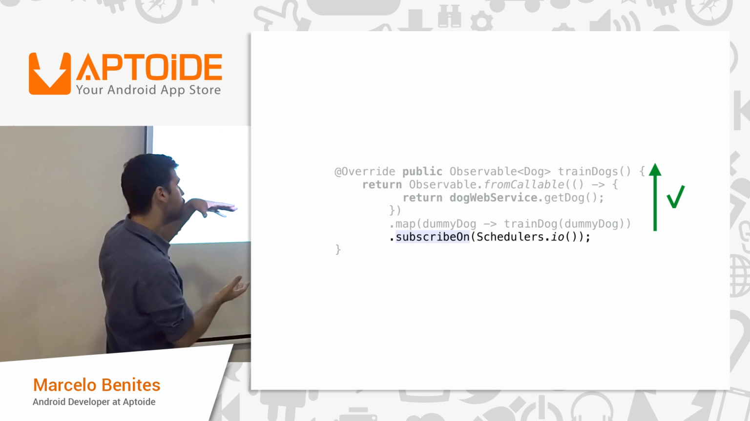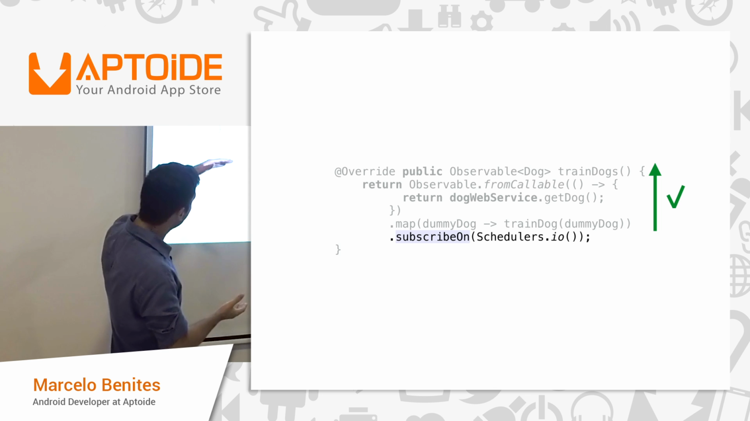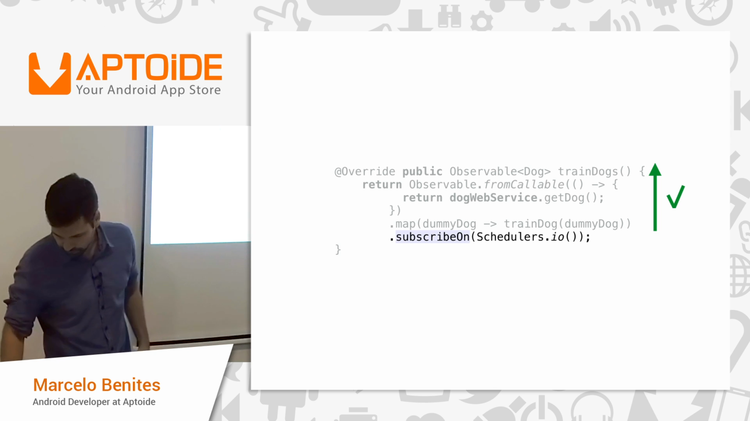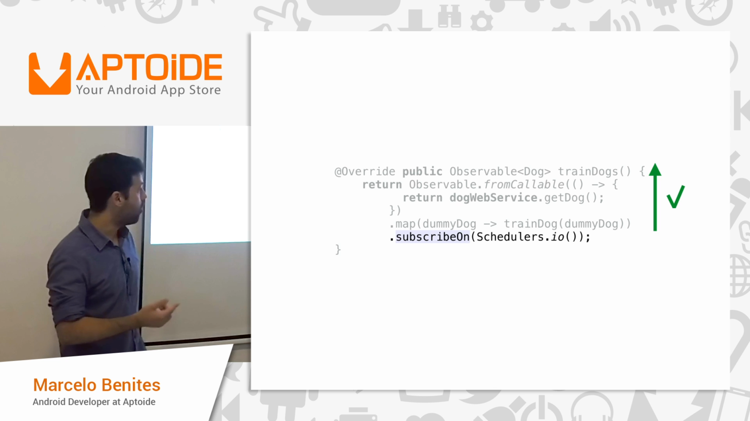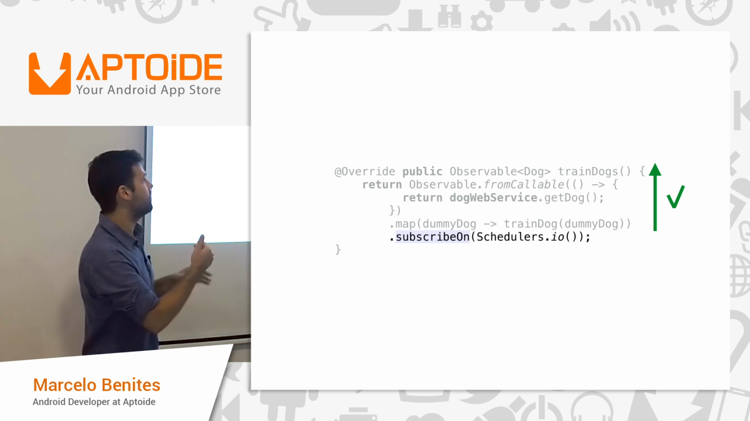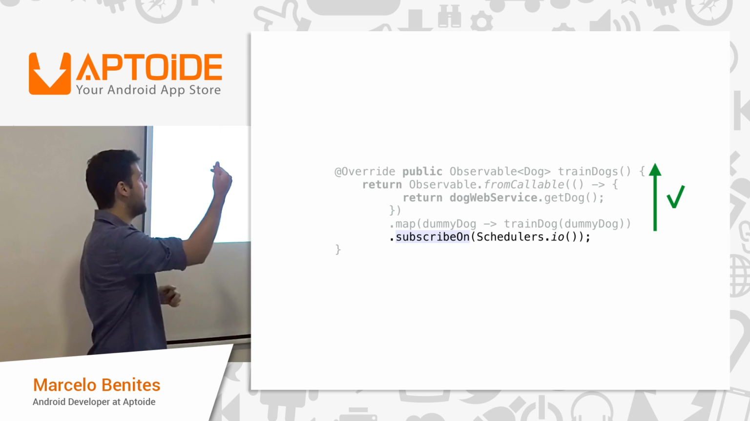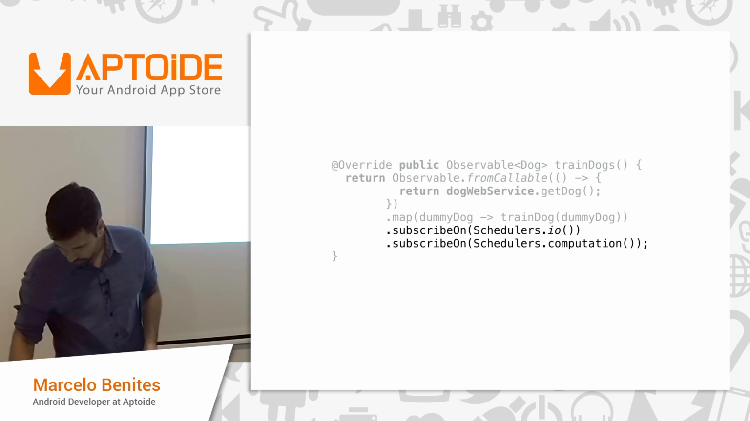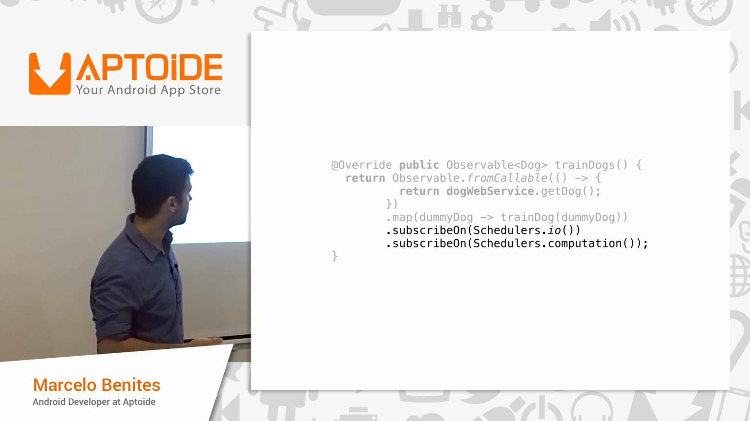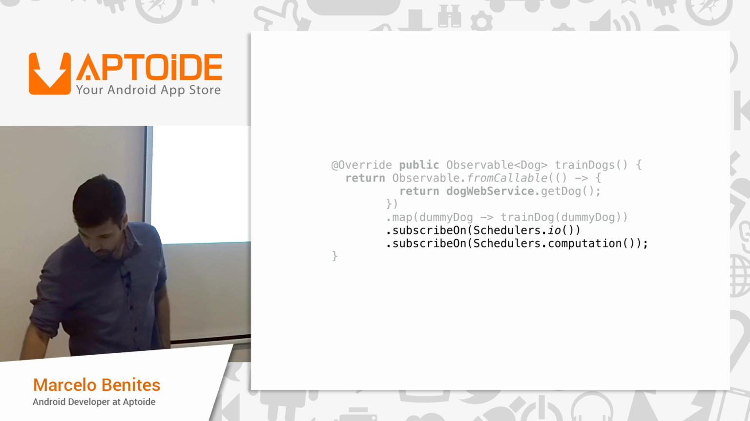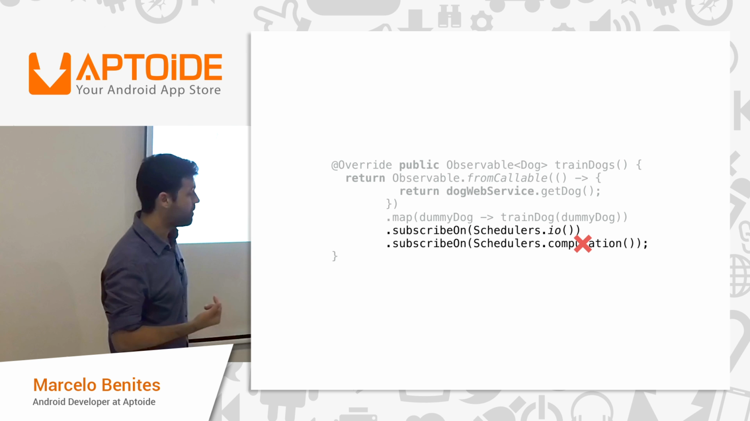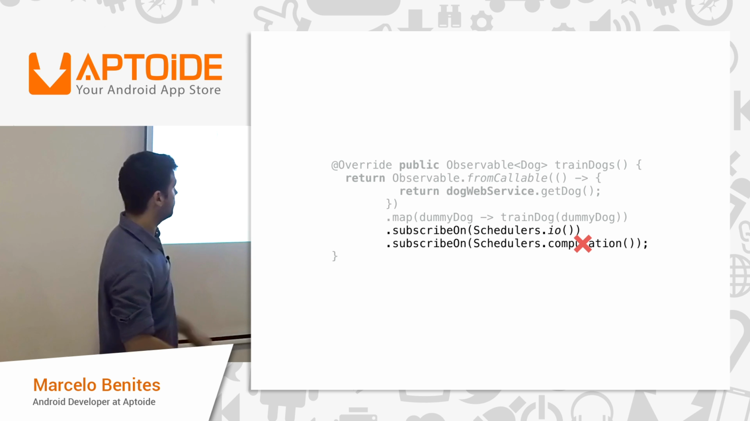In my example, I have full control of the chain, so I know that every operator is going to be executed in the I/O scheduler, but sometimes we don't. So we have to be aware of that. Subscribe on only defines the starting scheduler, the one where the first operator will execute, but afterwards we can't be sure. So what would happen if I call subscribe on 2 times? Only the first one will be valid. The second one will be ignored completely. So it can only be called once in the chain.